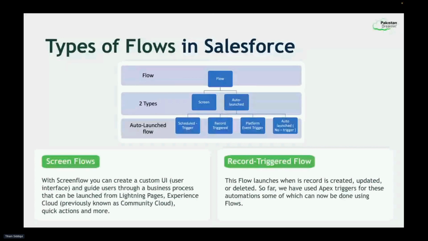Record triggered is comparable with Apex triggers. This allows admins to write automations on the basis of changes in the database, whenever a record is created, updated, or deleted.